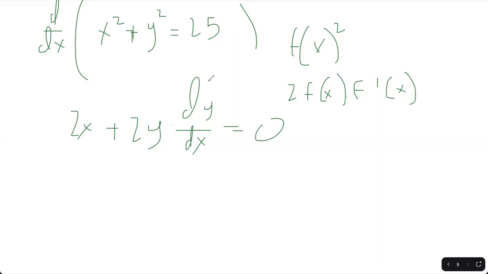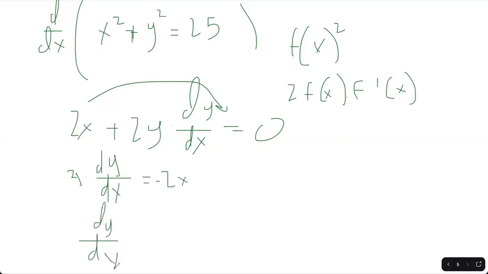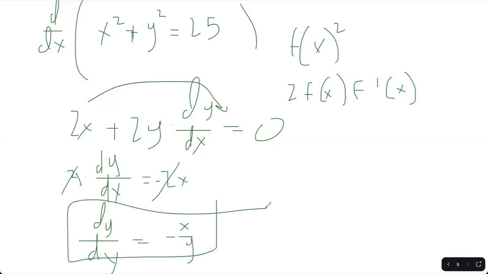Now, you might be a bit stuck, but what we do is we isolate for dy dx, since that's what we were looking for. We want the slope function, which is dy dx. So you move the 2x to this side, you get 2y times dy dx is equal to negative 2x. And then for dy dx, you divide by 2y, you can cancel off a 2, you get negative x over y. And that is the slope function for a circle.